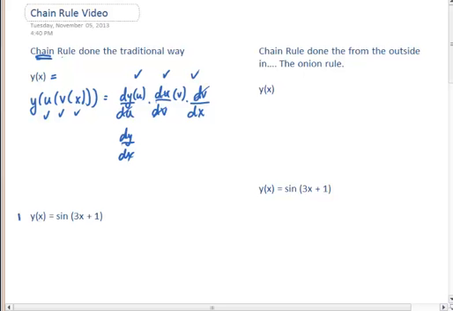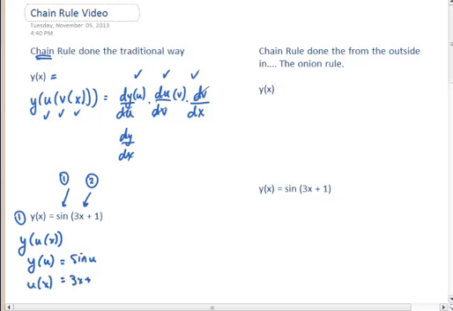Now, looking at our first example, we see that the function has 2 layers of depth. The first layer is sine, the second layer is 3x plus 1. So we want to write up our functions such that we have y as a function of u as a function of x. So we'll write y as a function of u is just going to be the sine of u, and u as a function of x is just going to be 3x plus 1.